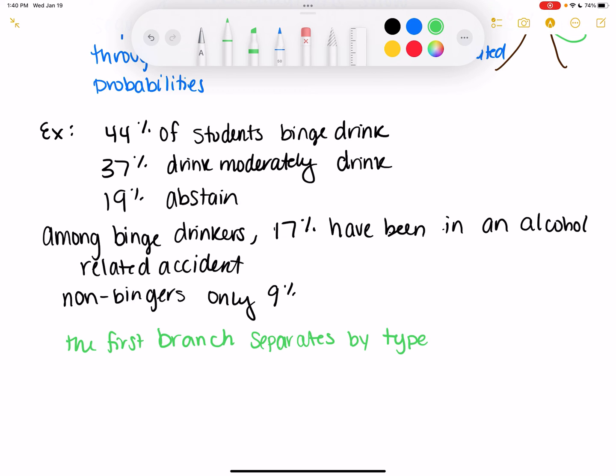By type of drinker. I put all possible outcomes, which will total up to 1.